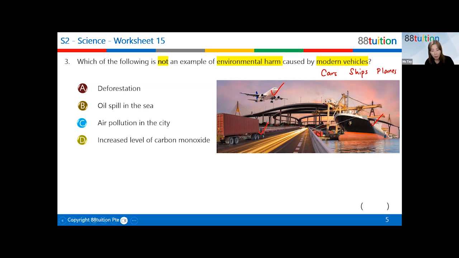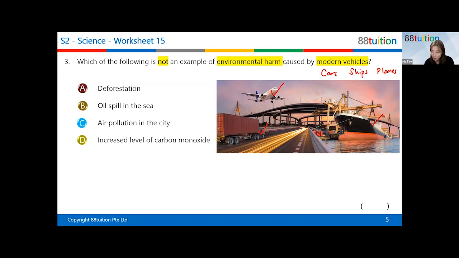So all these vehicles, right? They do something in common. They cause some form of environmental harm. Okay, so of course, if you are talking about the airplane and then the land transport, even ships, they give out a certain kind of exhaust. So the gas that they produce consists of carbon monoxide, carbon dioxide. So these are harmful.